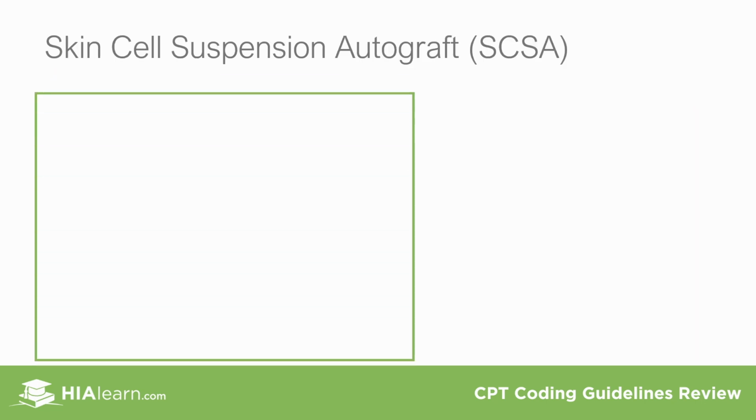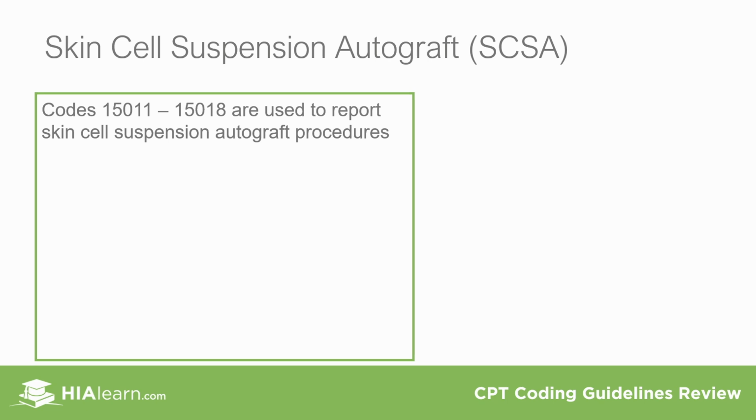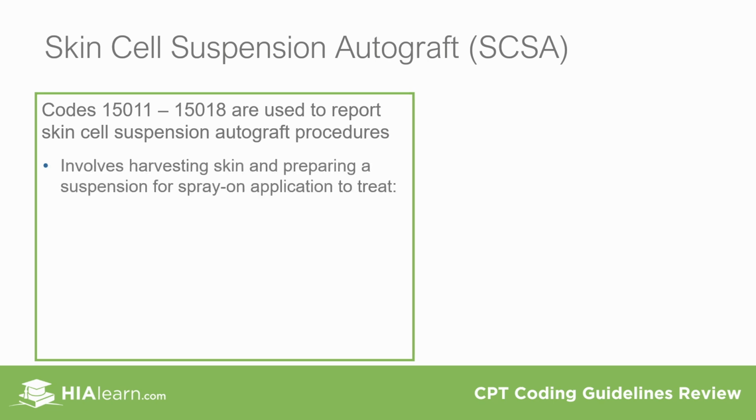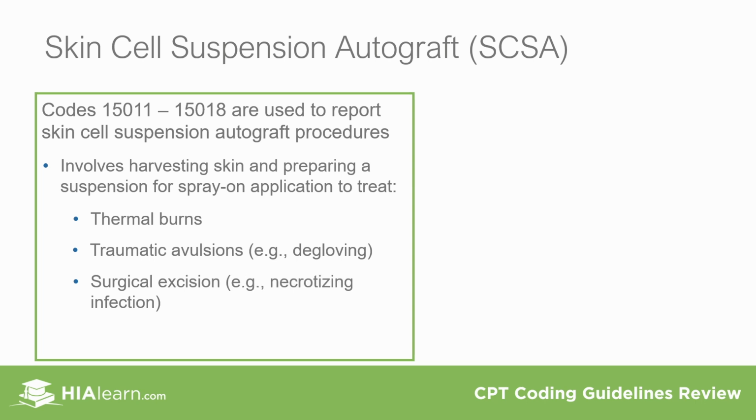Codes 15011 to 15018 are used to report skin cell suspension autograft procedures. These procedures use a spray-on application of a skin cell suspension created from skin cells harvested from the patient to treat thermal burns, traumatic avulsions such as degloving injuries, surgical excisions of skin such as those to treat necrotizing infections, and a resection of skin for diagnoses like skin cancer.